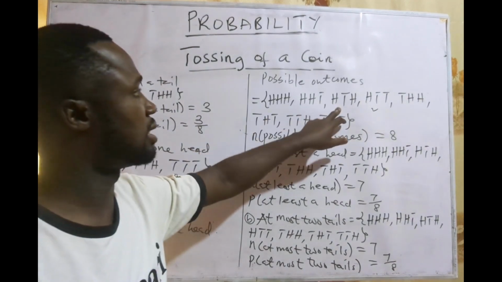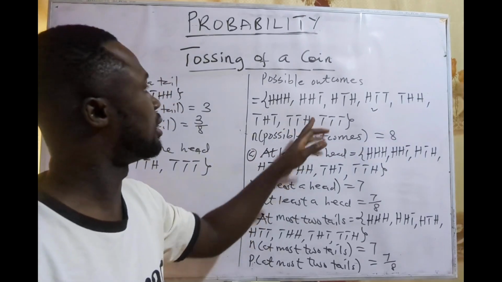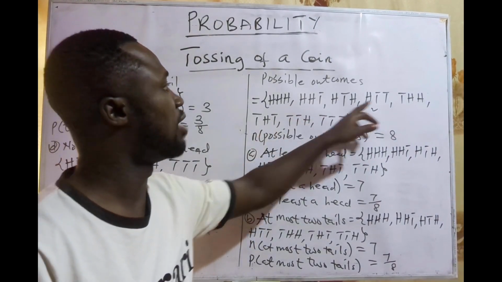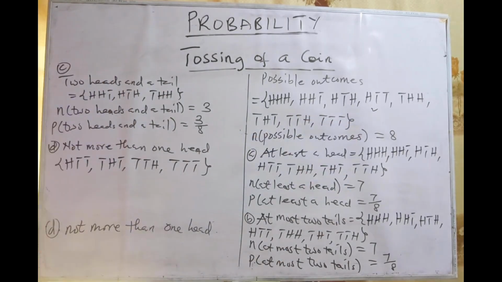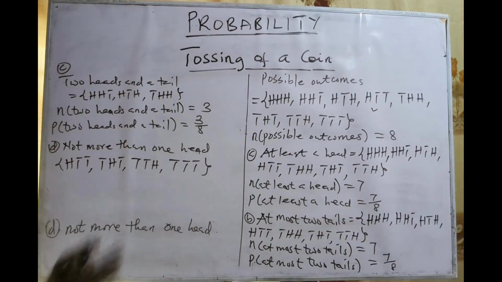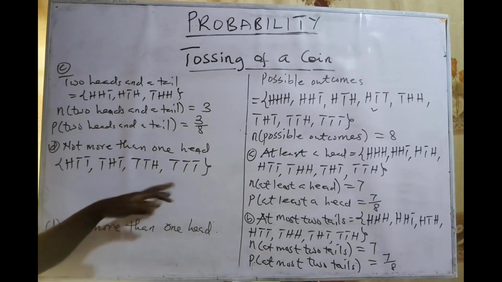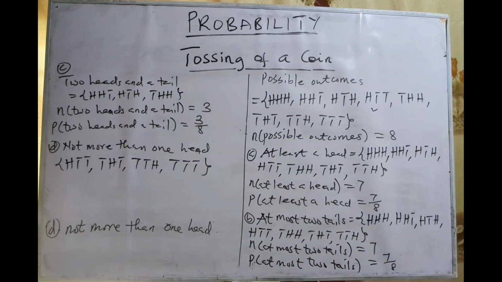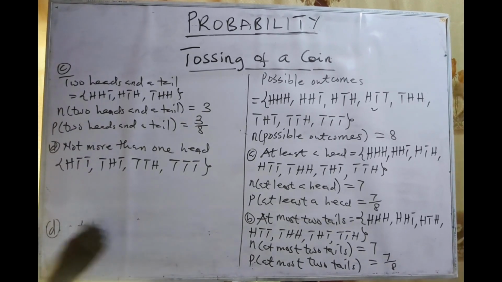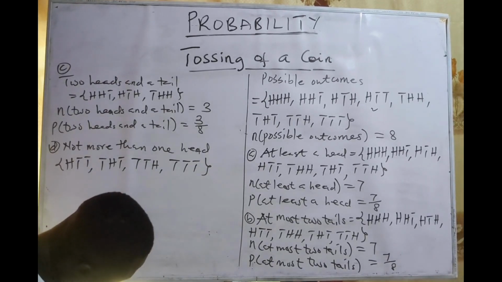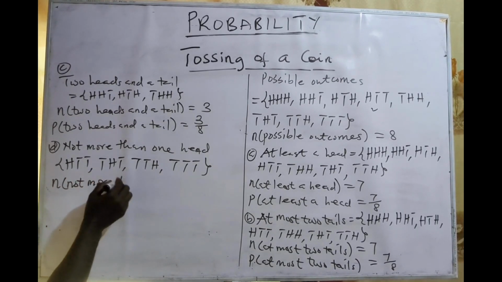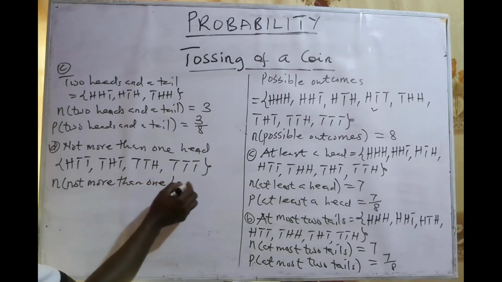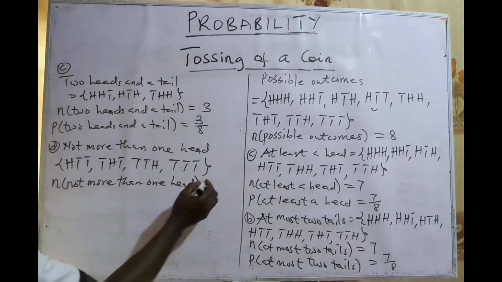I think 1, 2, 3, and 4, they are not included. So here we have one head and none of the tails. All that we need is that we don't need more than one head. So one head, and if there is none, it is to be considered, because this is like at most a head. Therefore, the number of not more than one head: 1, 2, 3, 4. That's 4.